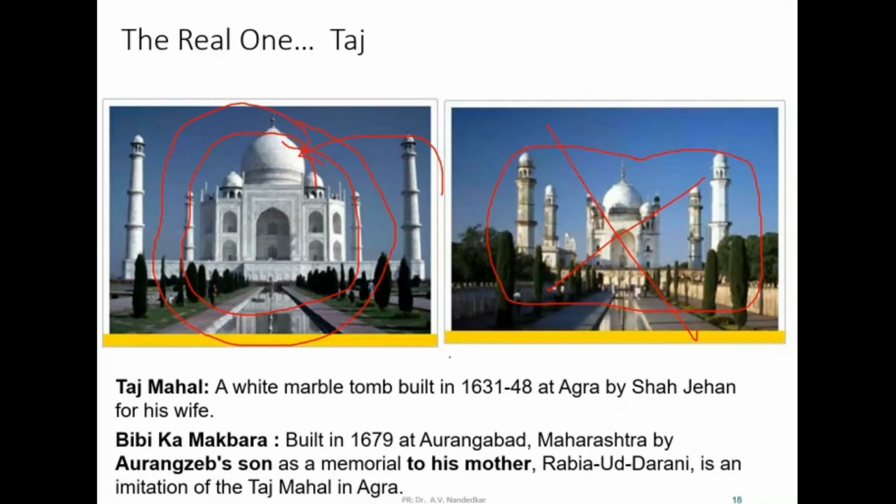So basically, if you see the history of the Taj Mahal, it is a white marble tomb built in 1631 to 1648 in Agra, whereas Bibi Ka Maqbara is in Aurangabad. Okay, you can visit and see. It's very similar to that, not exactly, but the size is smaller, as somebody said.